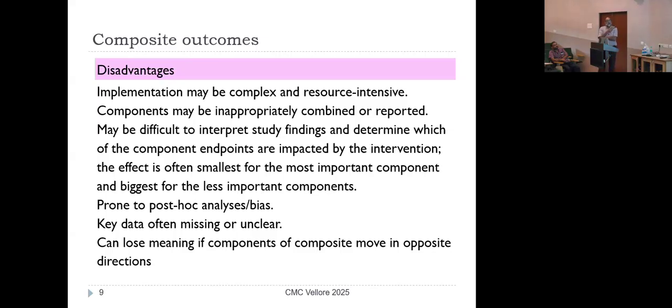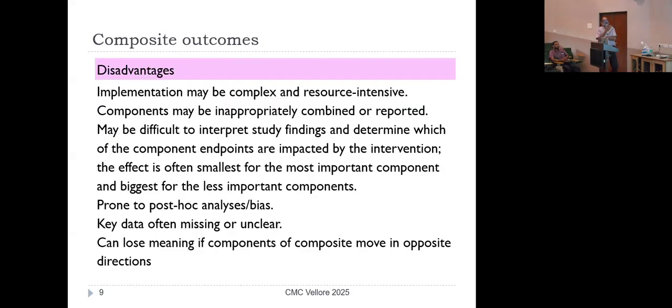Or components may be inappropriately combined. Oh, I'm going to put in angina. Why? Because I'll get more events. But angina is not as important as other things, right? So maybe it's difficult to interpret study findings and determine which was impacted more. Did you really prevent strokes? Now you start looking at the components of a composite as a secondary analysis. You're not powered for that. And so you may not find things.